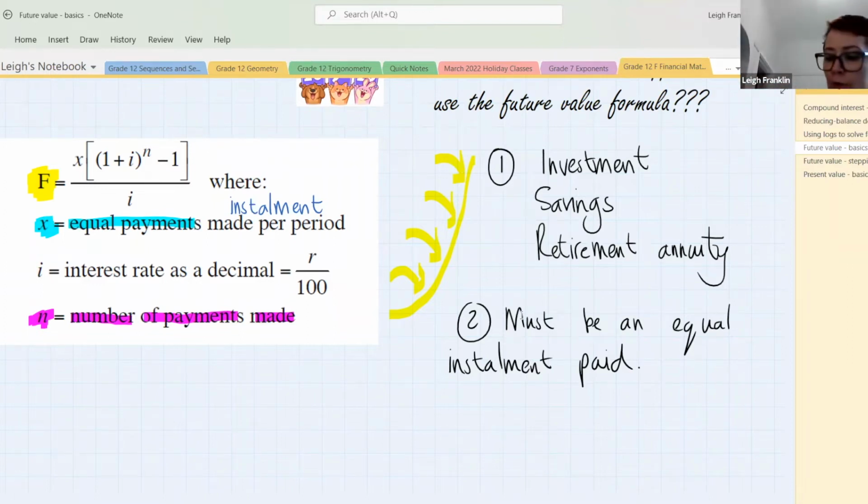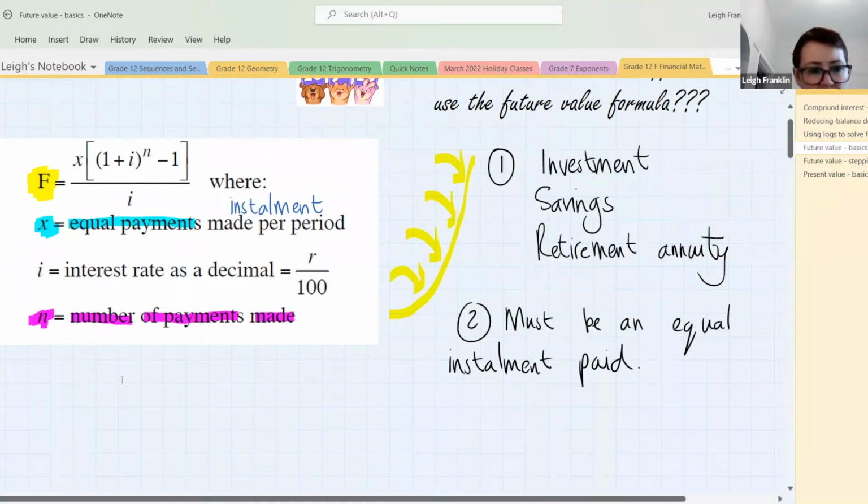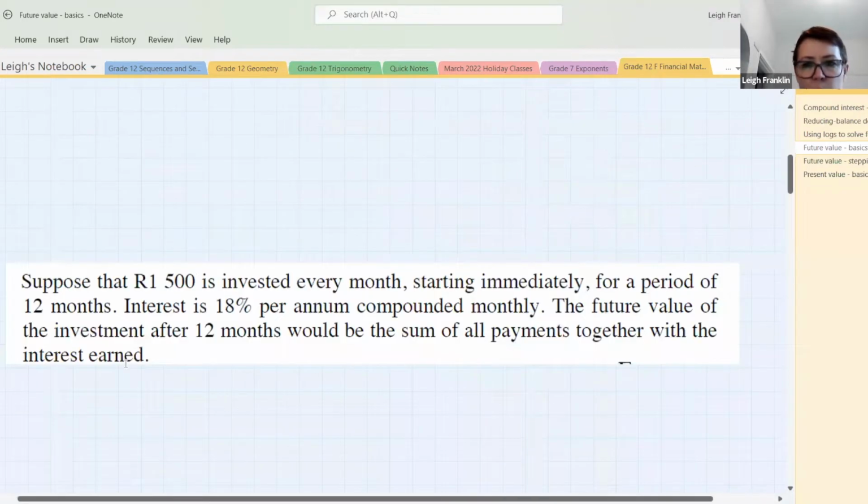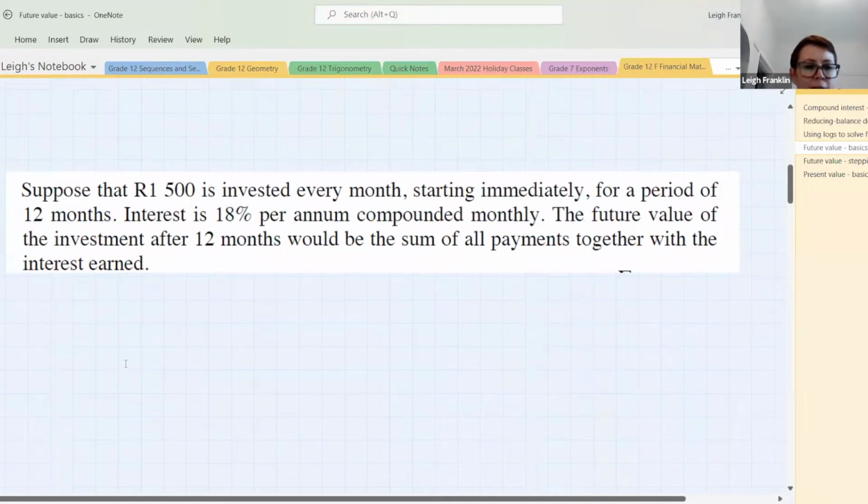So the first thing that they get us to do with future value is to calculate the value of F. That's what we're going to largely be concerned with today: how do we substitute into this formula and calculate F? The most basic sort of questions they could give us. All right, so let's start here.